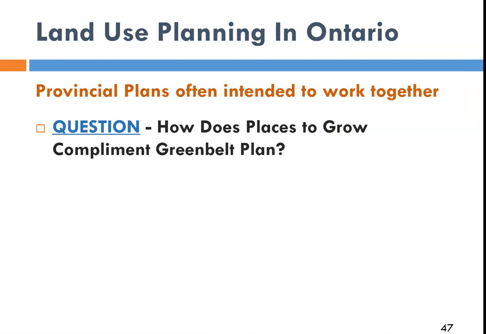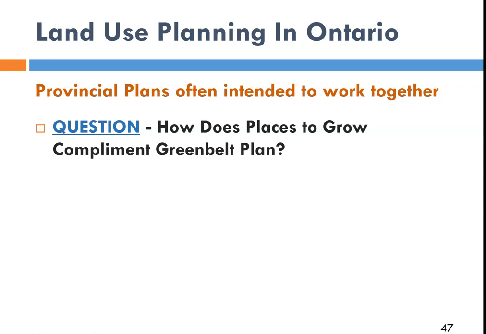Okay, so I have one last question for you. We've looked at two examples of provincial plans here, and the idea behind the two separate provincial plans is that we are trying to create some direction. So my last question to you is, how does Places to Grow, this last document that we looked at, complement the Greenbelt Plan? So I'm going to ask you to pause and just think about that for a bit, and you can include your answer in the slide here. And then when you unpause, we'll talk about that a little bit.